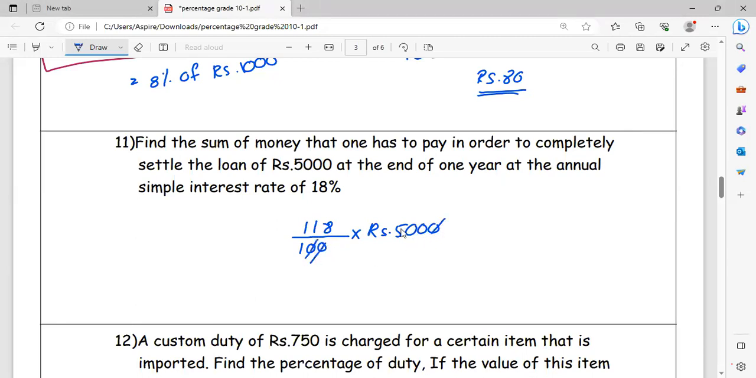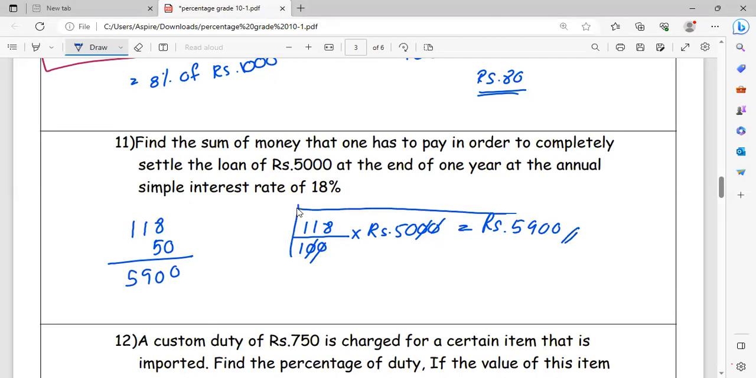Zero to zero cancel, zero to zero cancel. Then 118 multiplied by 50. 5 times 8 is 40, and the answer is 5,900 rupees. Okay. Or you can calculate the annual interest.